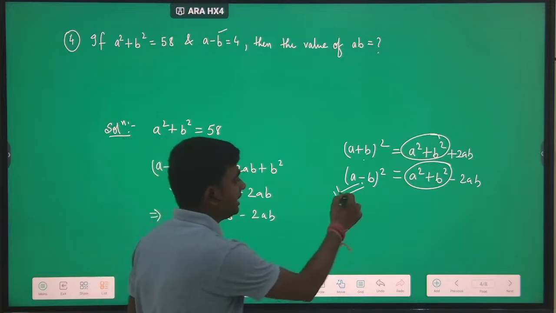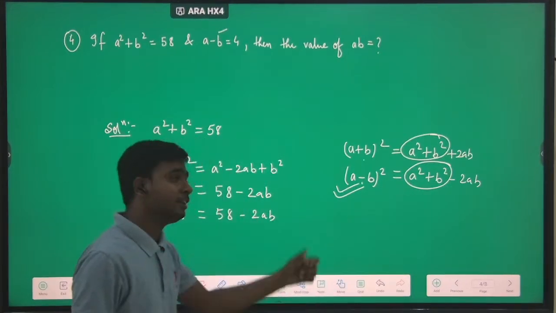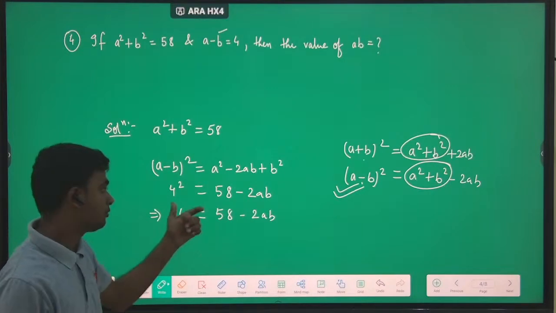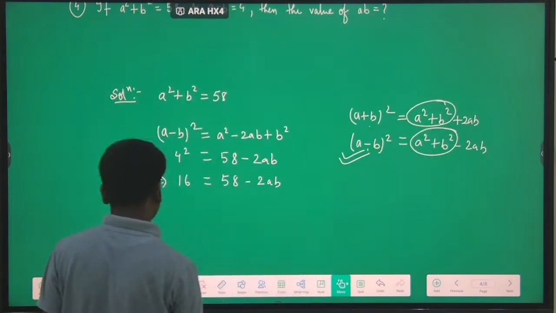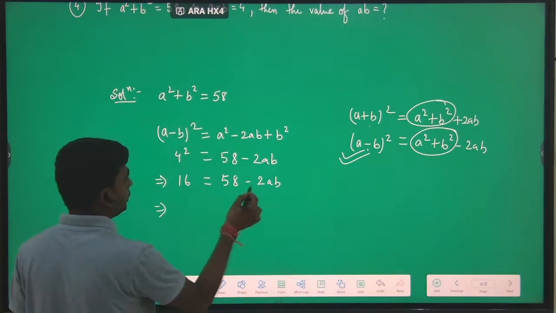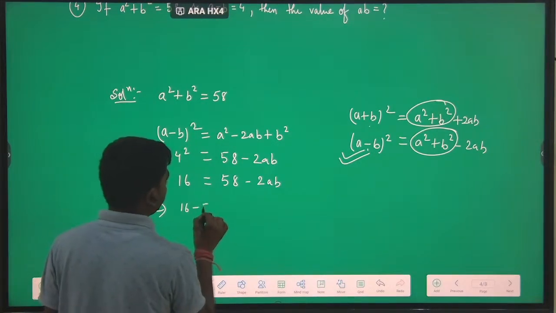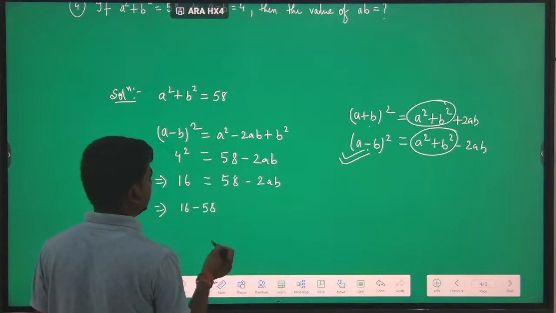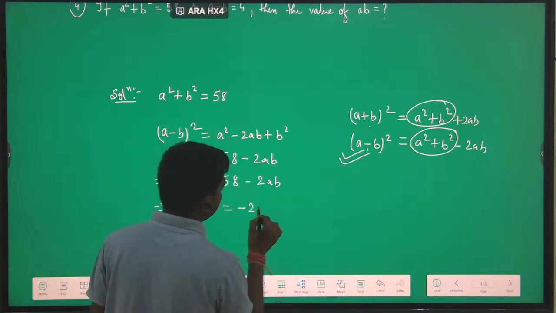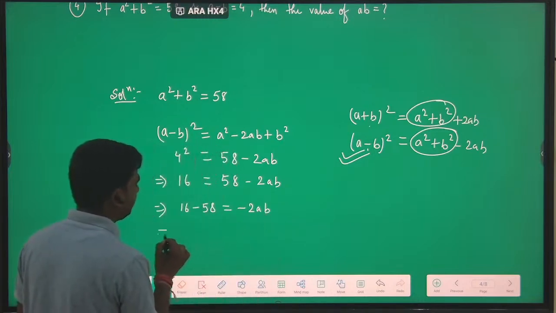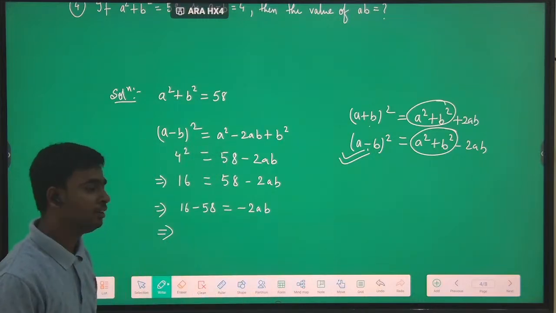So we found that a minus b whole square will give this ab. So after using this, we got our value of it. What is this? Let us solve. So 16 minus 58, this 58 will come in LHS. 16 minus 58 will be equal to minus 2ab. What is the value of 16 minus 58?